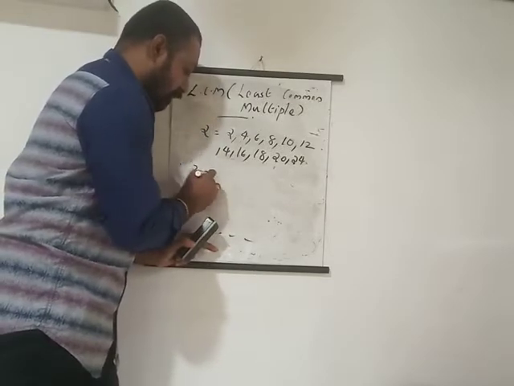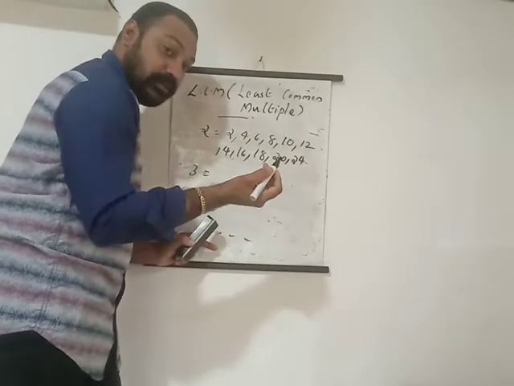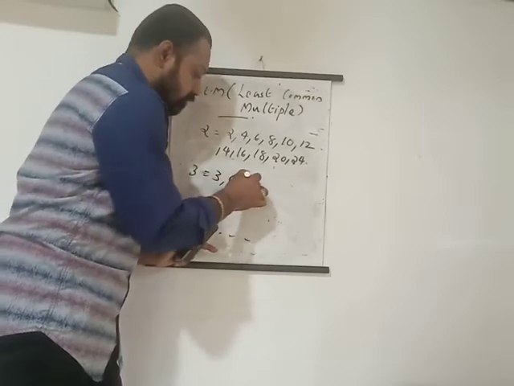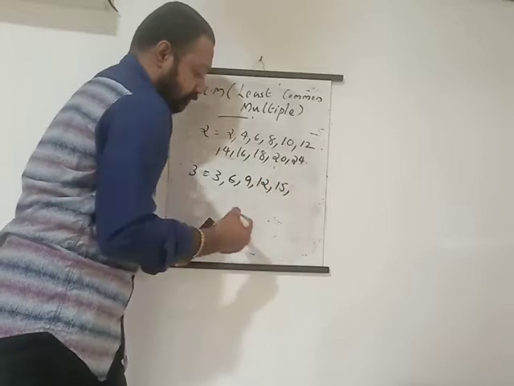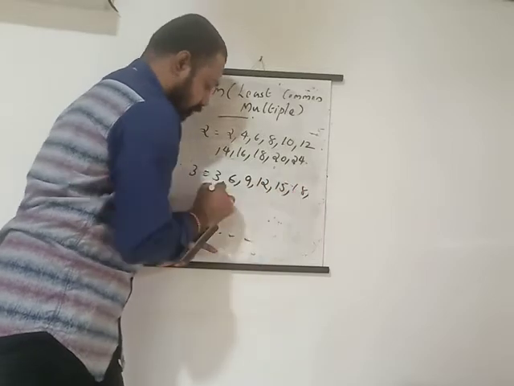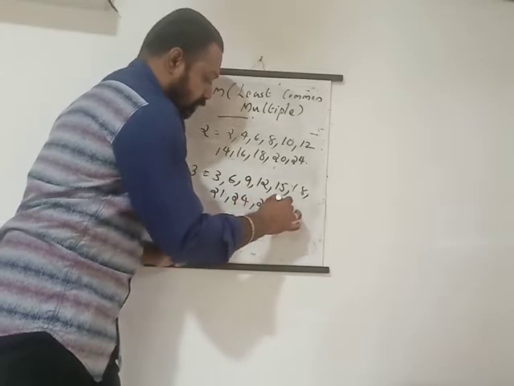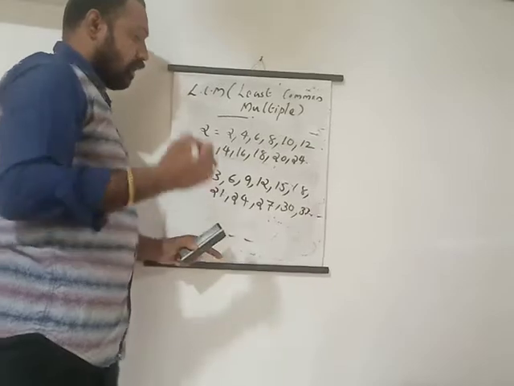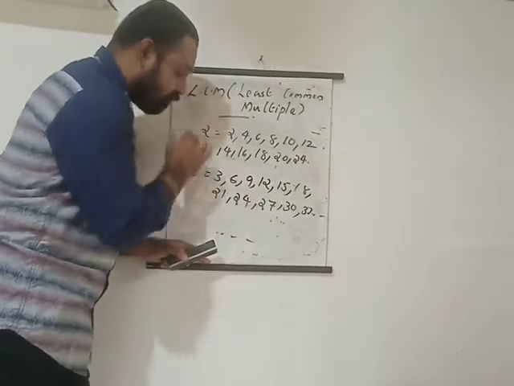What are the multiples of 3? How do you get the multiples of 3? When you multiply 3 with 1, 2, 3, 4, 5, it is like a 3 table: 3, 6, 9, 12, 15, then 18, 21, 24, 27, 30, 33, like that it goes, isn't it? So can you see whether any numbers are common to this 2 and 3?